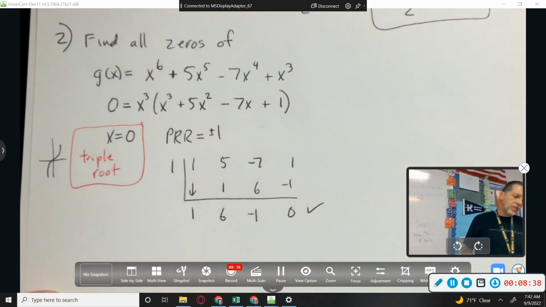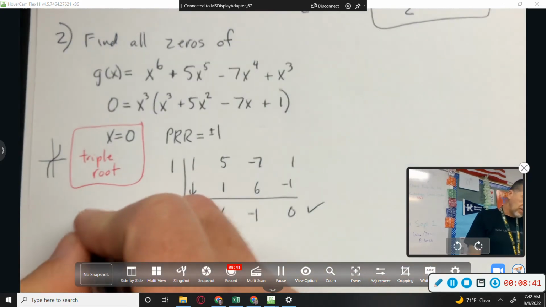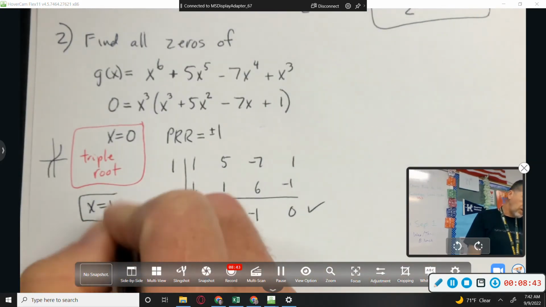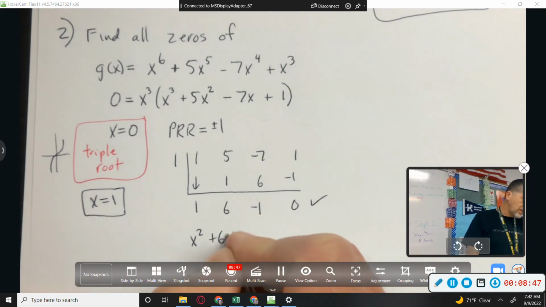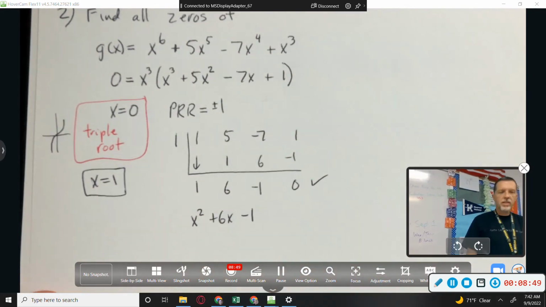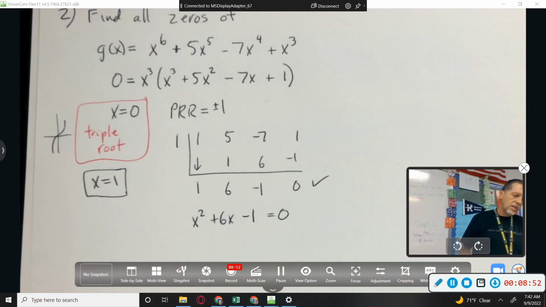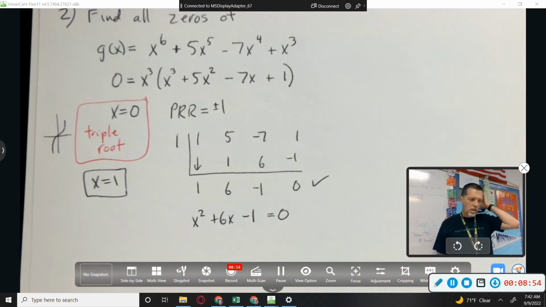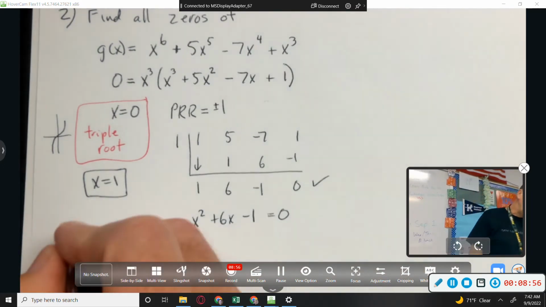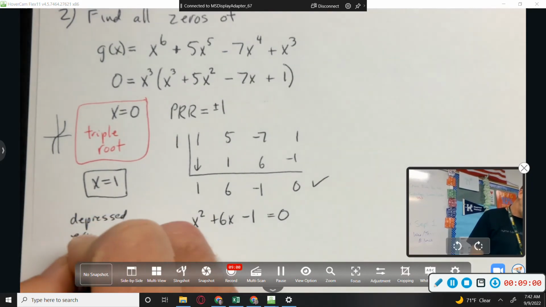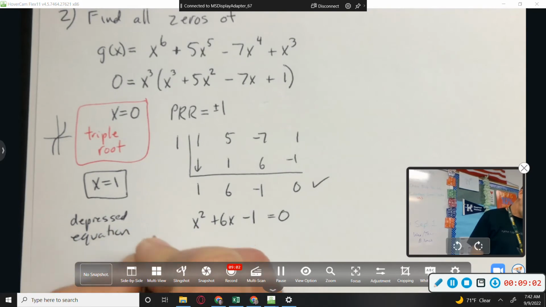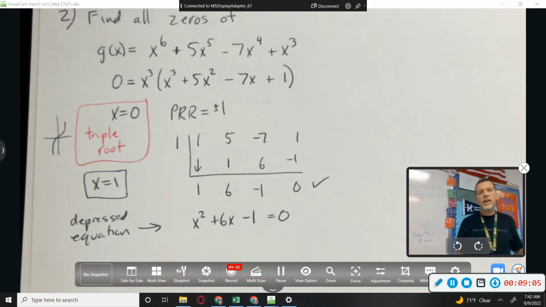All right, all good there. So x equals 1 is a root. And I'm down to x squared plus 6x minus 1. So a little bit like the last one. Remember, that's called the depressed equation. That will not factor. So what are we left with for that?